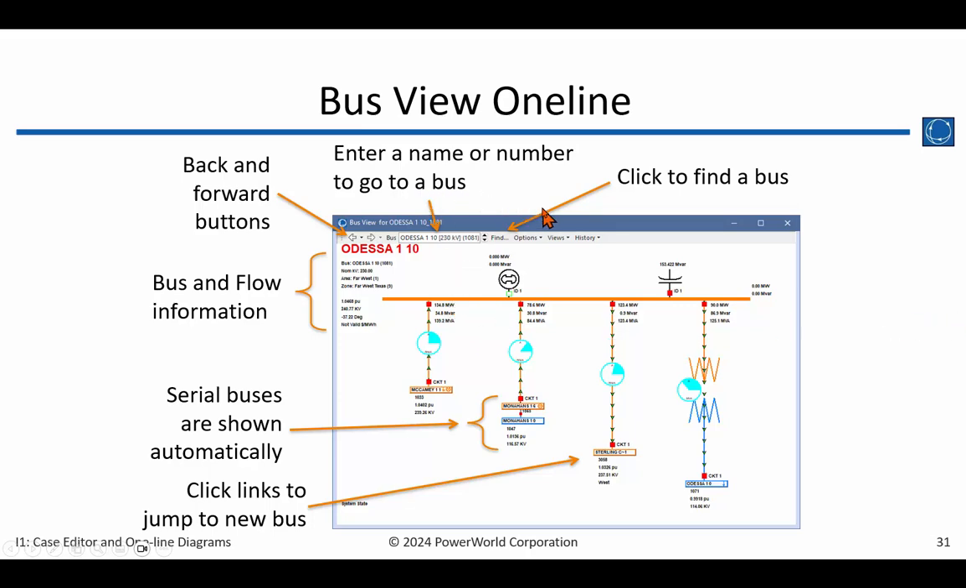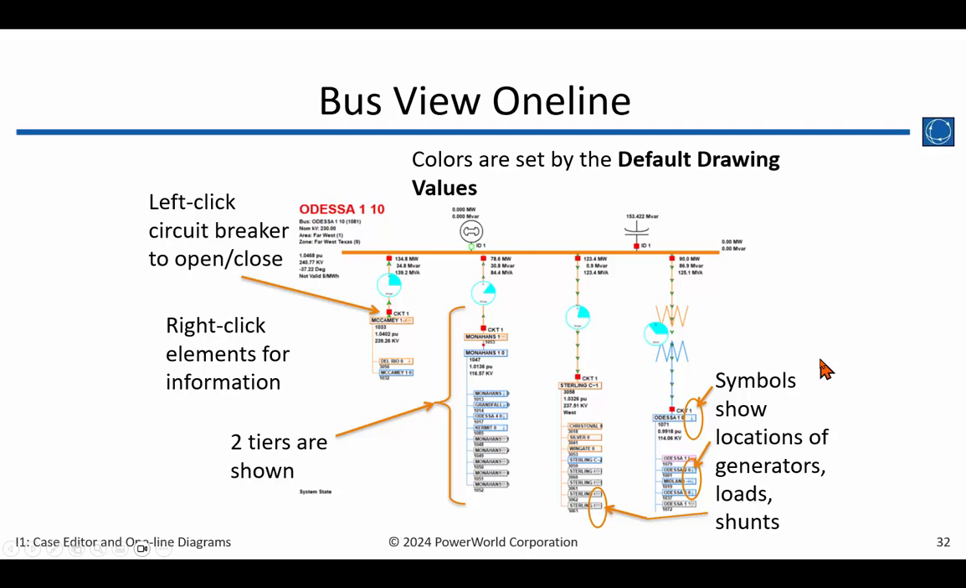So going back to the slides, we can see a description of some of these features right here on this slide, the back and forward buttons and the information and the find and all those features that we just looked at. And this is shown with multiple tiers right here and some other features. The colors of the buses and the transmission lines are governed by default drawing values. We'll take a look at that later.